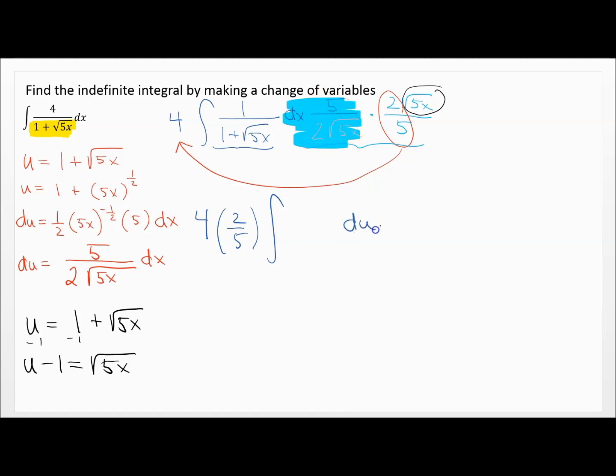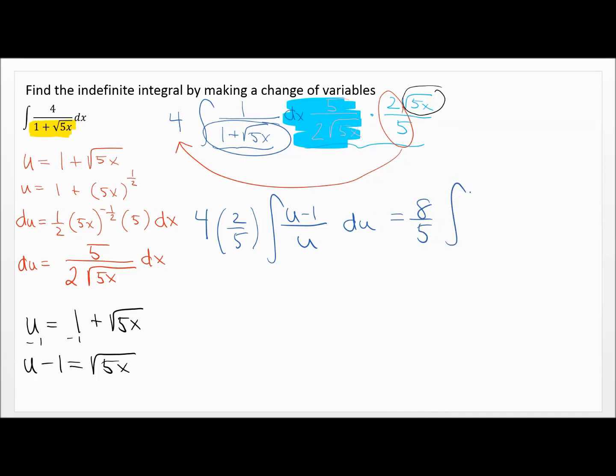I'm going to write it over here to the right. The square root of 5x that I've got circled in black over here, remember that's u minus 1. So I'm going to write that in the numerator. And then this denominator down here, remember that's just u. So I have transformed, using a change of variables, my integral. Now out front, I have 8/5. And I have the integral.